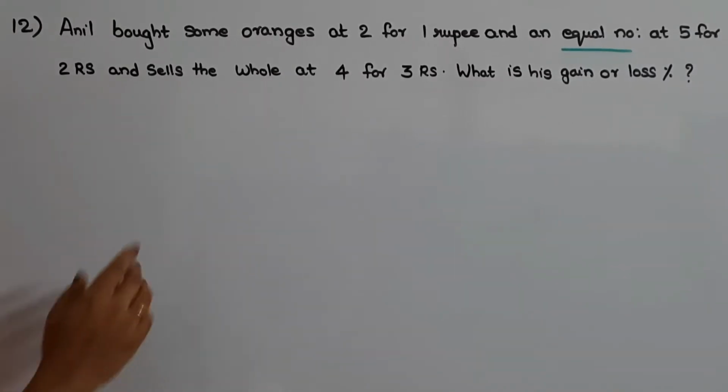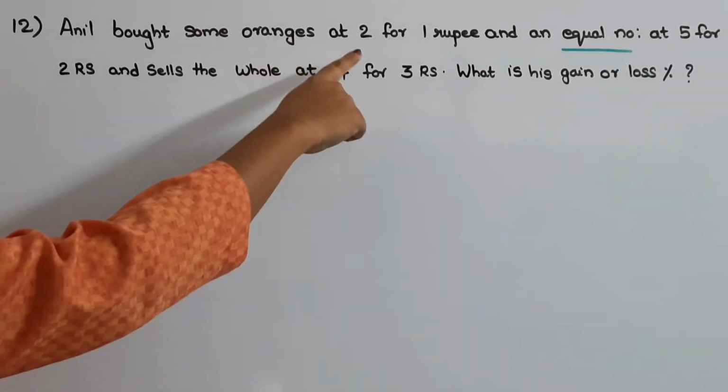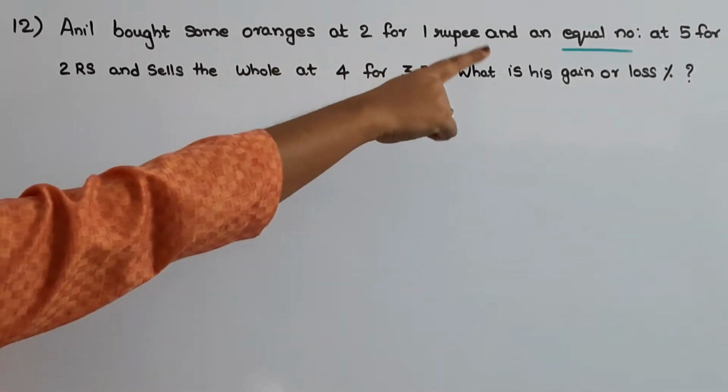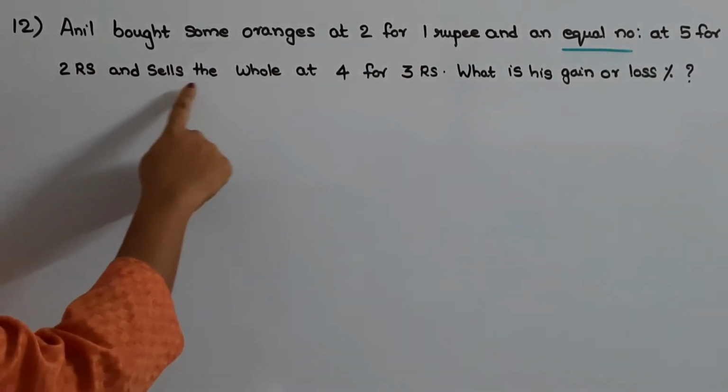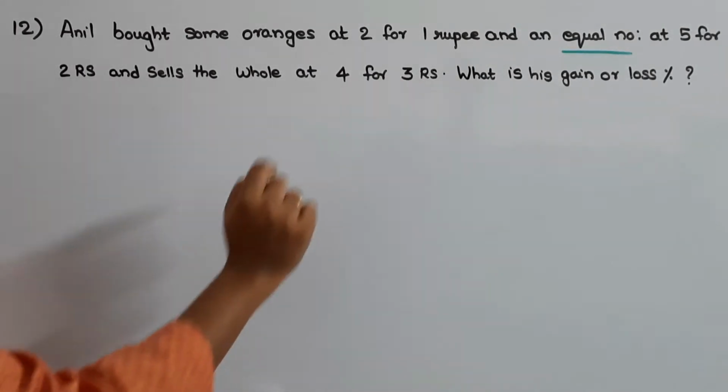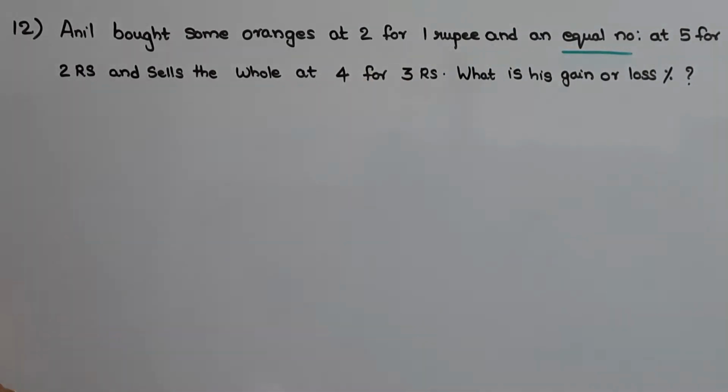The next question is, Anil bought some oranges at 2 for 1 rupee and an equal number at 5 for 2 rupees and sells the whole at 4 for 3 rupees. What is his gain or loss percentage?